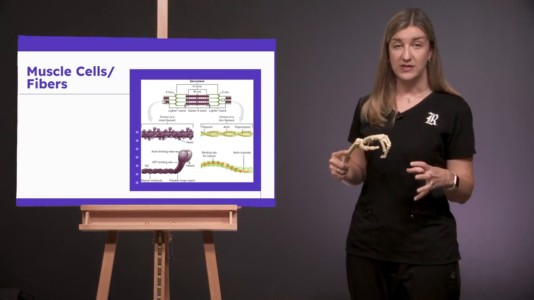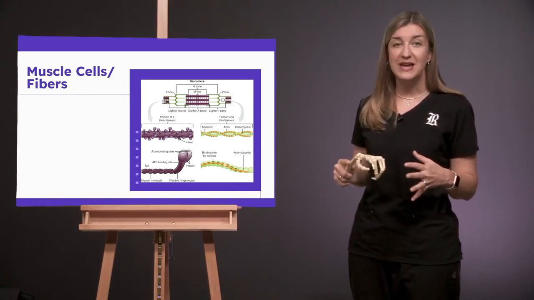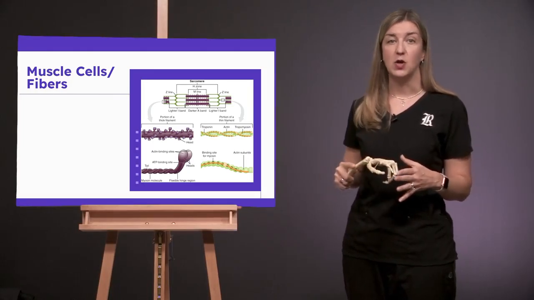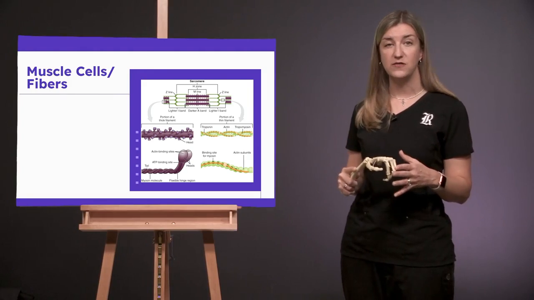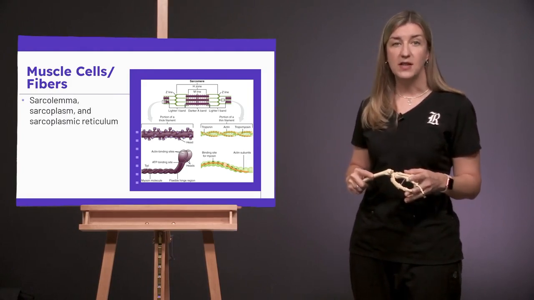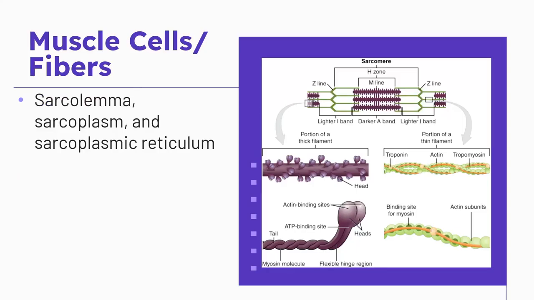Muscle cells are also known as muscle fibers. They are striated or striped in appearance due to the banding patterns of actin and myosin. They are under voluntary control, and they are multinucleate due to the fusion of many muscle cells in utero. The cell parts of a skeletal muscle also have special names. The cell membrane is the sarcolemma, the cytoplasm is the sarcoplasm, and the endoplasmic reticulum is the sarcoplasmic reticulum. I bet you figured out that sarco means muscle.